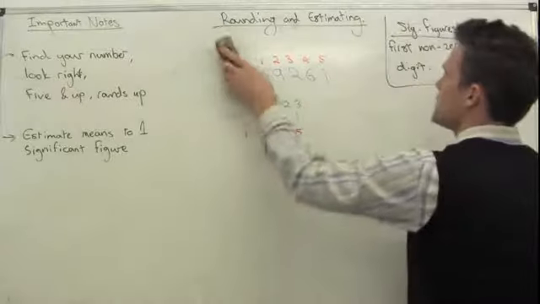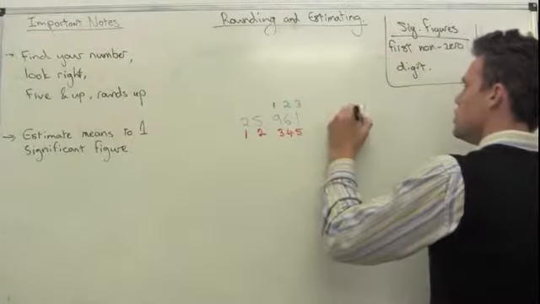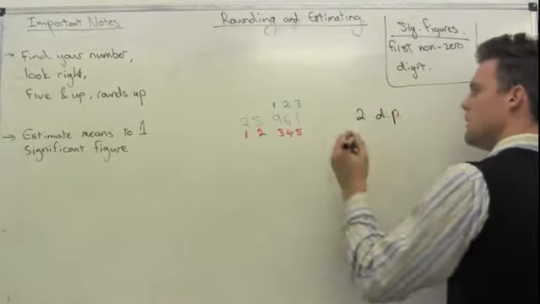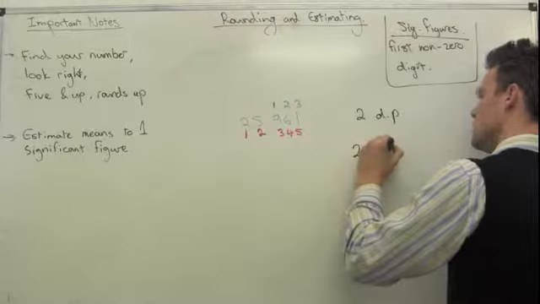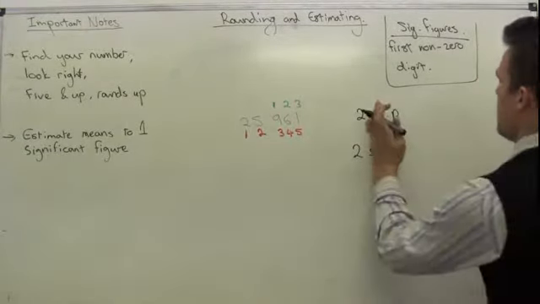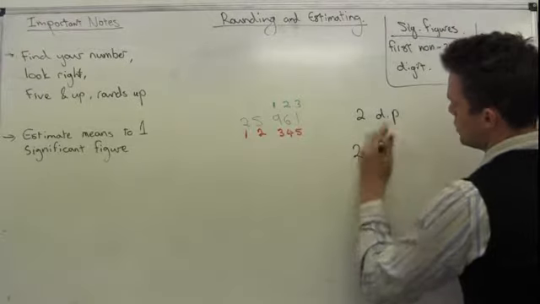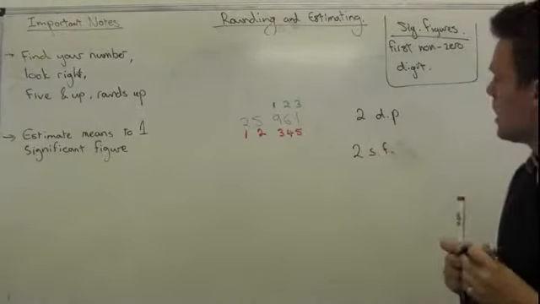So looking at the second example, if I were to round this to 2 decimal places versus 2 significant figures, these, by the way, are the abbreviations. It's usually 2DP or 2SF. That's what you'll usually see in your exams.